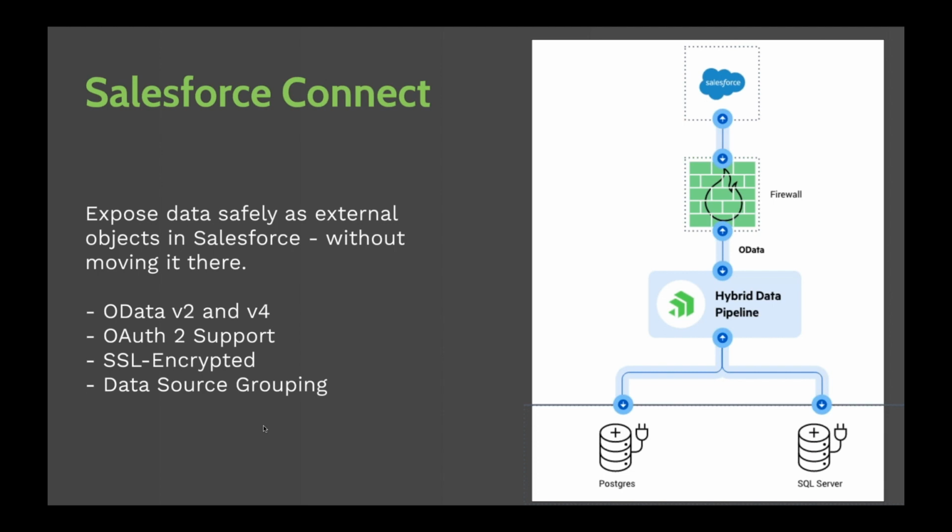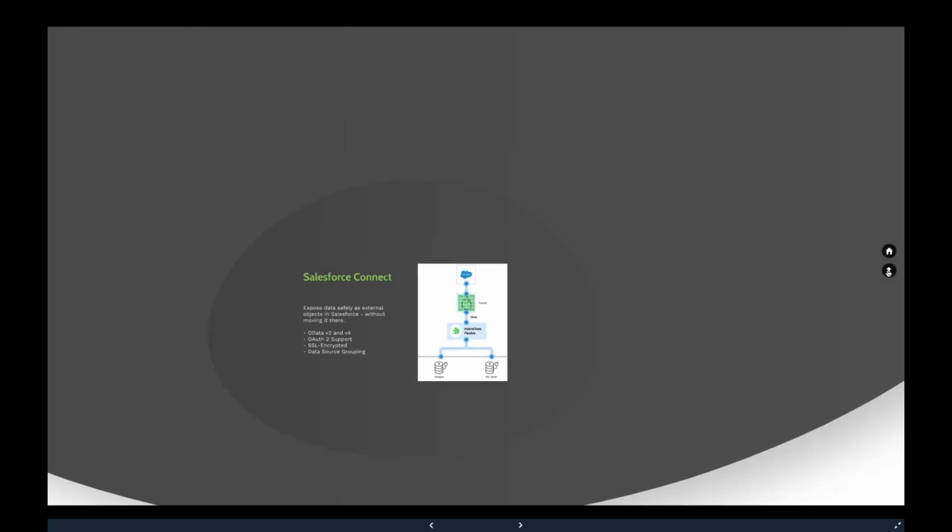We've supported that for a long time, and it's a very popular feature with our product just to help enable that. We support OAuth 2 connectivity from Salesforce to Hybrid Data Pipeline, OData v2 and v4 support. Again, everything's SSL encrypted. And we do also have a data source grouping feature, which helps you consolidate different data sources to save some money when having to purchase these different endpoints with Salesforce.